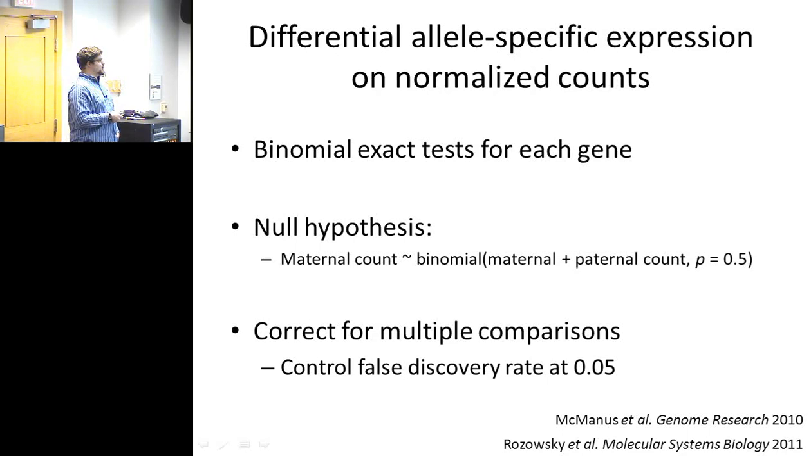Here we assume that our null hypothesis is that the maternal allelic count follows a binomial distribution of the total allelic count with a success probability of drawing a read from that maternal allele of 0.5. The choice of this being the maternal allele is also arbitrary. This could have just as easily been the paternal allele.